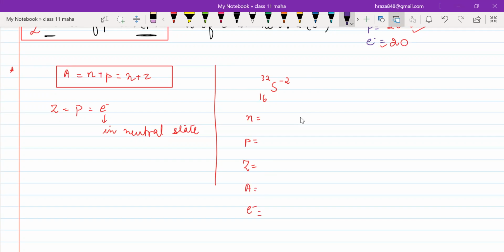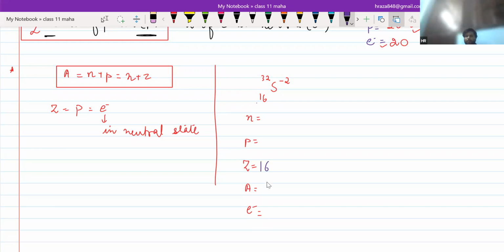Neutron is 6, proton is 16. Can you repeat it, please? Proton is 16. Atomic number is 16, right? Yes. Okay. What about mass number?